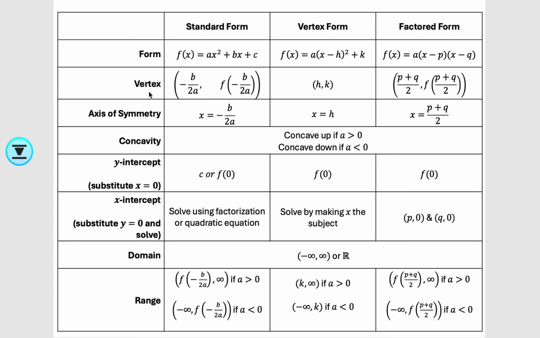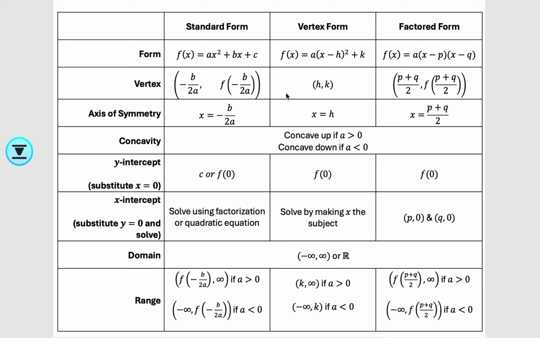So these properties, if we go through them one by one: if I'm looking at the vertex, which is either the minimum or the maximum of my function, then if I'm in standard form, the vertex is a coordinate. So in order to find it when I'm in standard form, I have to do negative b over 2a to find the x coordinate, and then substitute into my function to find the y coordinate. Every time you see this notation, f of something, it means you have to substitute this something into your function. I know it looks complicated, but it's just a substitution.